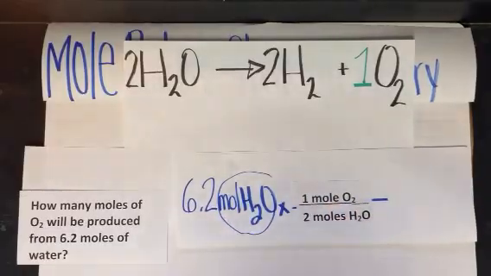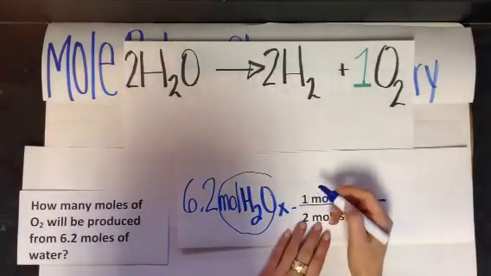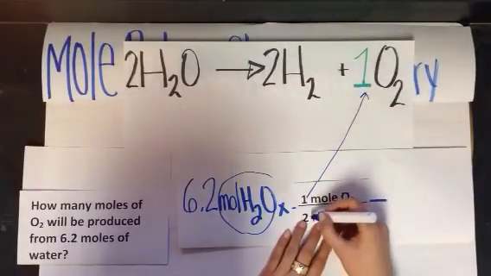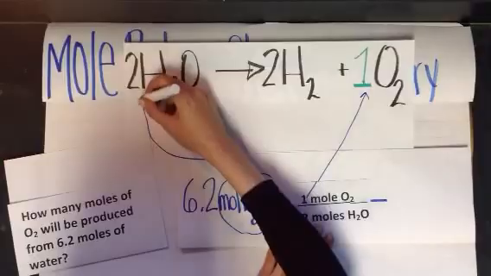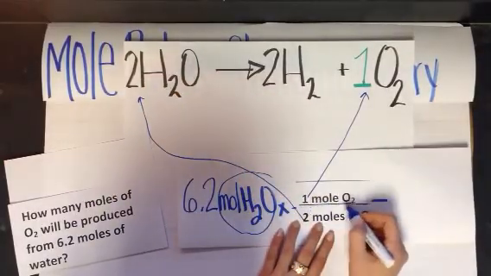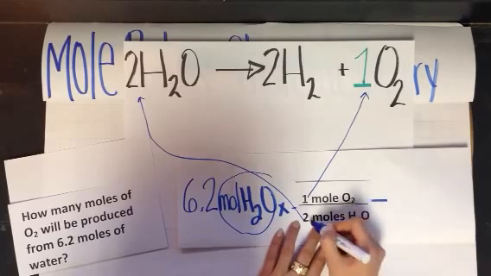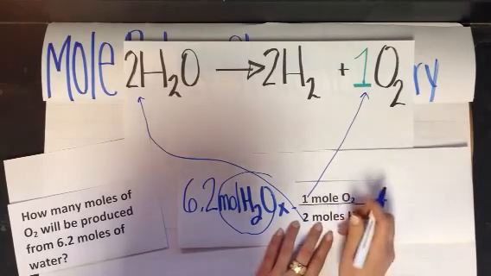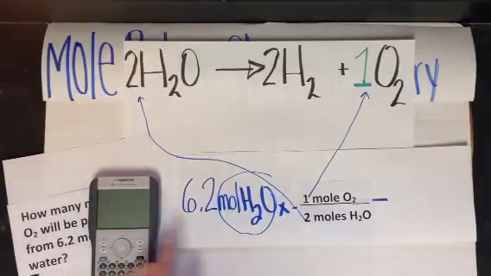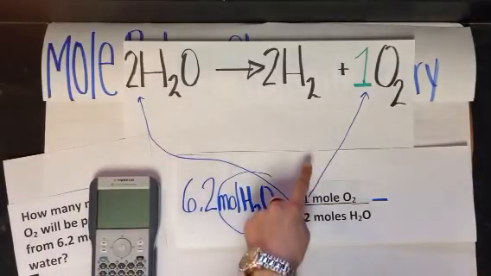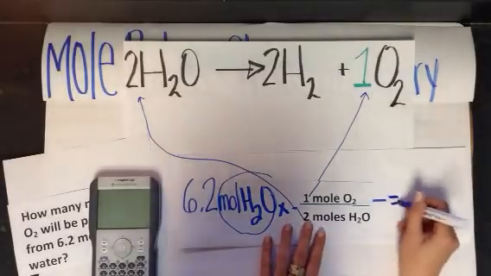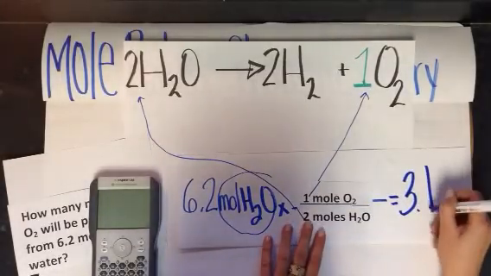Okay? So where did I get these numbers from? It might be helpful if you do this and point. They were the coefficients in the front. They help make my mole ratio. So every 1 mole of oxygen gets made when you put in 2 moles of water. So let's go ahead and calculate this in our calculator. So go ahead and take your calculator out. And we're going to do 6.2 times 1 divided by 2. And hopefully when you get an answer, it yields correct sig figs, 3.1.